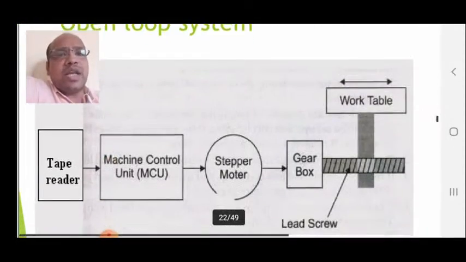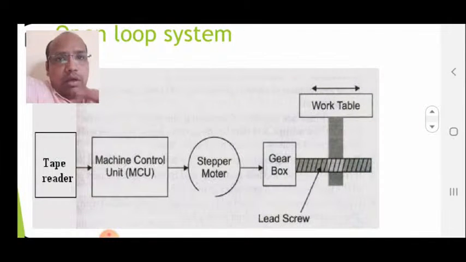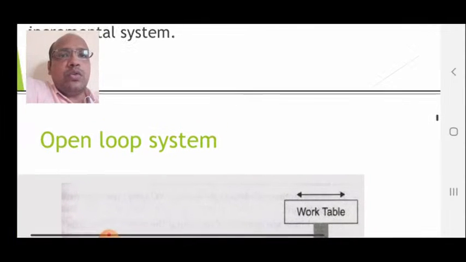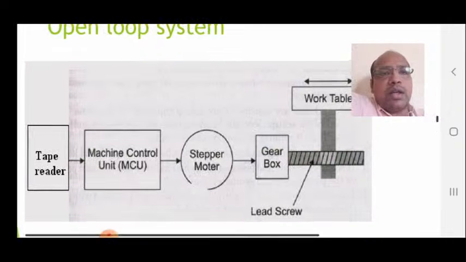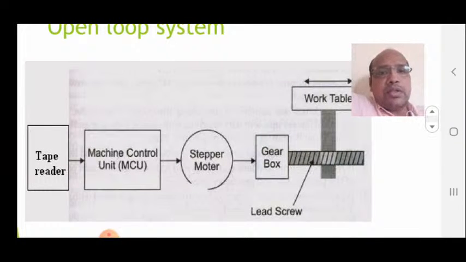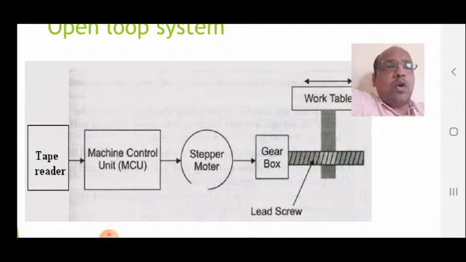Now let us see the next type of NC system on the basis of loop or control system, that is called the open loop control system. This is the open loop control system. In an open loop control system, there are these components. First is a tape reader, second is a machine control unit, then stepper motor, gearbox, lead screw and work table. Already we have seen the components of an NC system, but there is no feedback system.